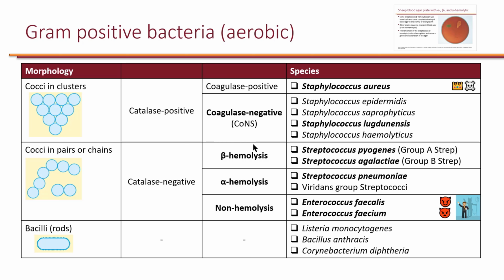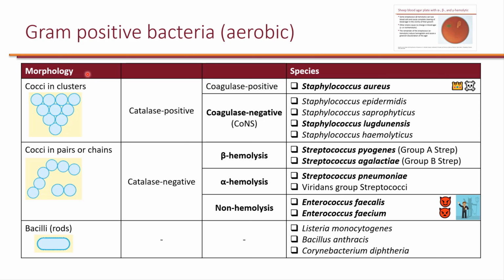Now in general, whether it's Gram-positive or Gram-negative, these bacteria can be either aerobic or anaerobic. Aerobic means that they require oxygen for replication, anaerobic means that they can replicate in the absence of oxygen. These definitions get more nuanced from a microbiology standpoint, but clinically, that will suffice to distinguish between aerobic and anaerobic. And then with Gram-positive specifically, we can look at morphology.